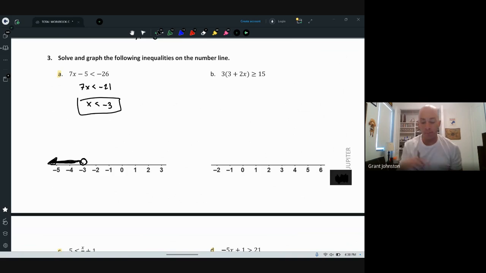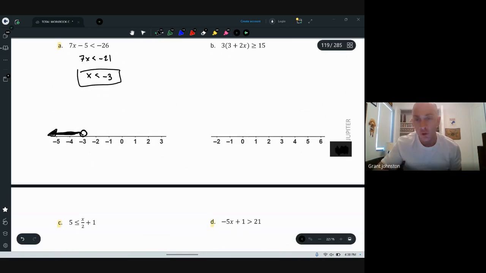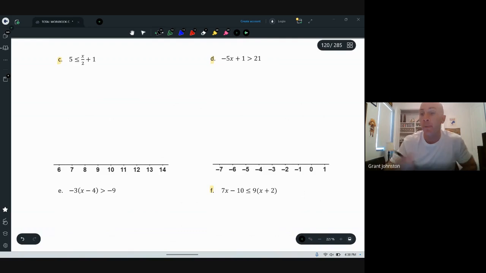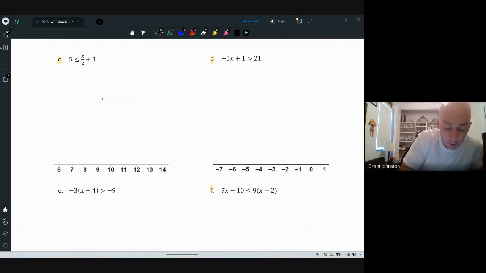I'll let you solve B. I'm going to do some other ones. Let me show you C. Again, we're solving for x. My first step, I would subtract 1 from both sides. So now I have x over 2. 5 minus 1 is 4. And since x is being divided by 2, now I would multiply by 2 on both sides to isolate the variable. So that's going to be 8.